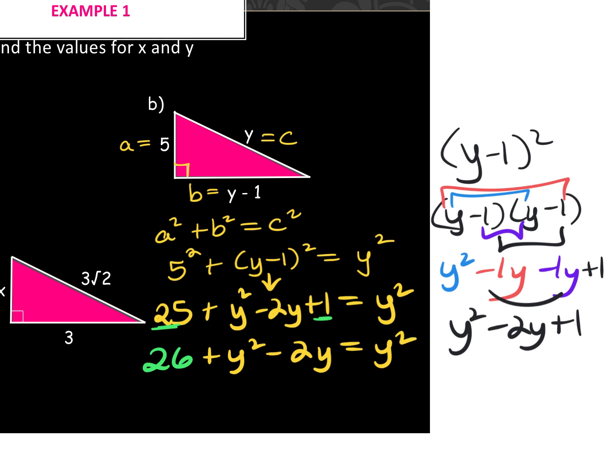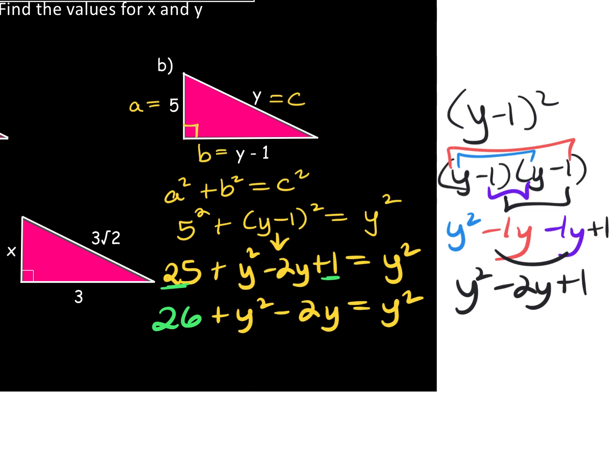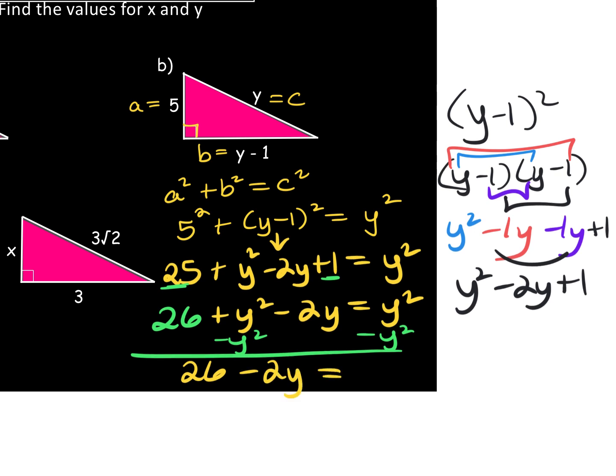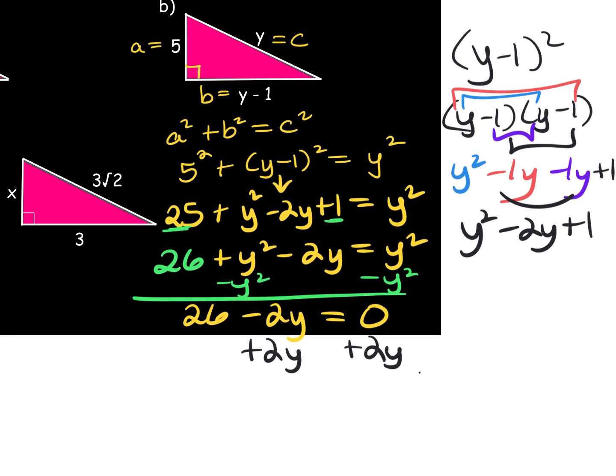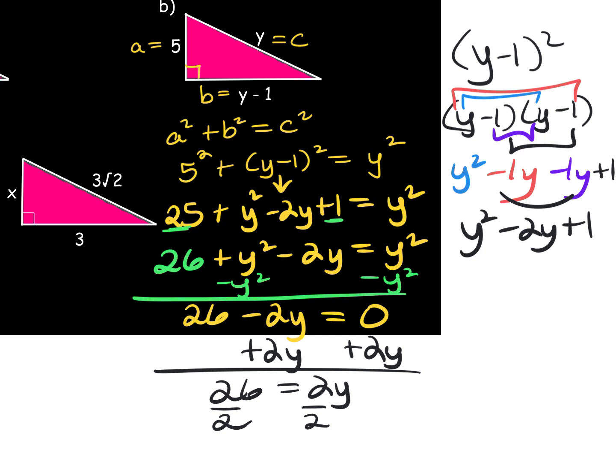I now need to try to get my Y squareds together. So I'm going to subtract Y squared from both sides. Notice it cancels on both sides. So now I'm left with 26 minus 2Y, and then Y squared minus Y squared is 0. I still need to get Y by itself, so I'm going to add 2Y to both sides. And now I have 26 is equal to 2Y. Divide both sides by 2, and Y equals 13. So that is the length of my hypotenuse.